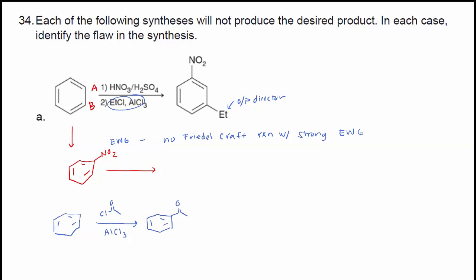And now I have an electron withdrawing group. So when I add my nitro group, that one is going to be directed meta. And then I can reduce my carbonyl using zinc amalgam and HCl.